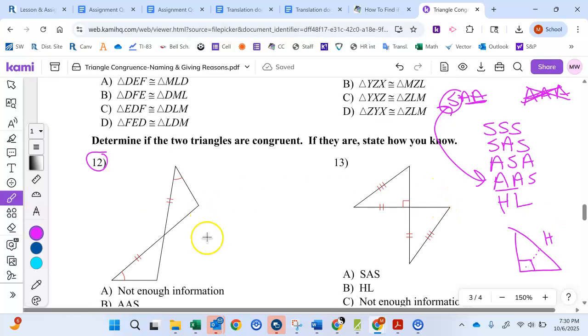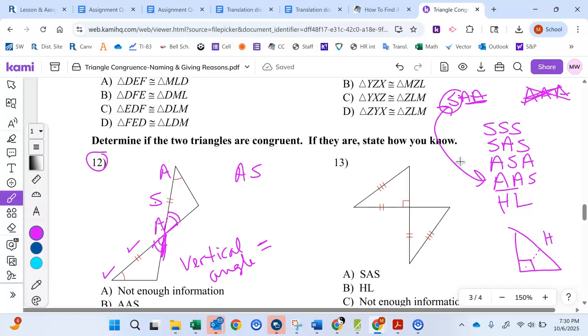Number 12. So what do we have? We have an angle. They have the same angle right here. And they also have a side, the same side over here. So we have angle, side, and then what do they have over here? Well, remember, when 2 lines cross like that, that is a vertical angle. Vertical angles are equal, right? So this angle right here is the same as that. So that means we get this one over here.